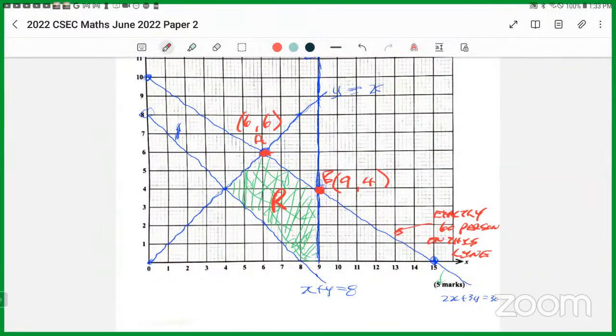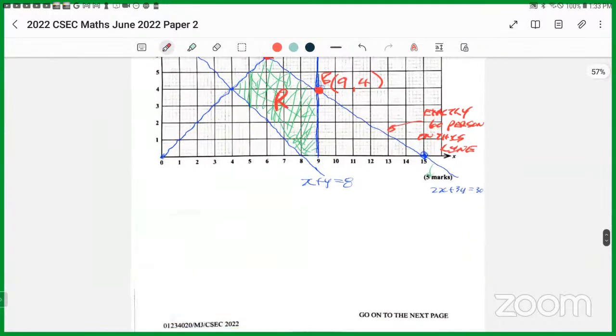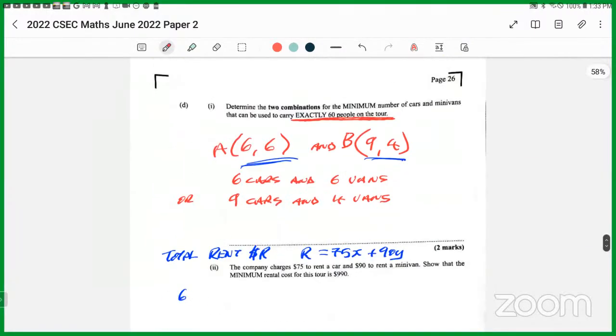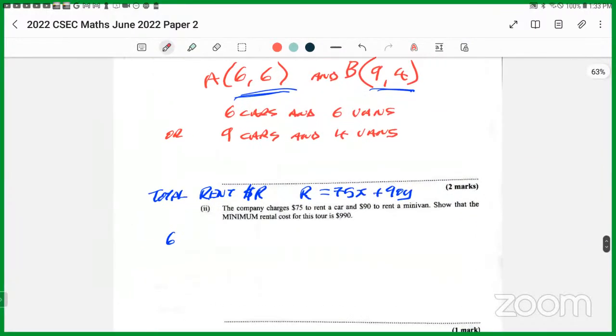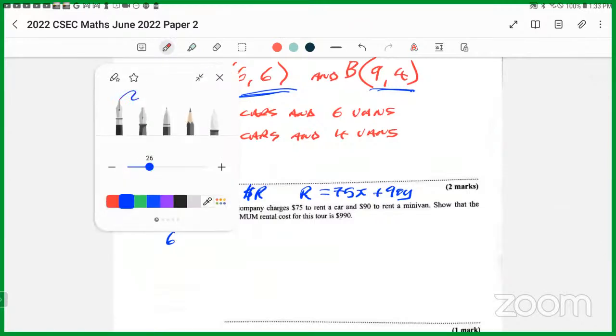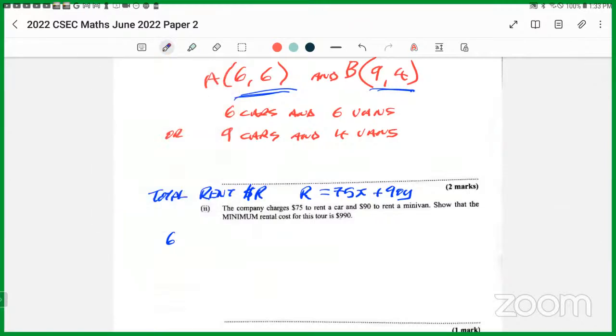These are the two combinations of carrying exactly 60 people. We want to minimize the rental cost for the vans and cars that they can use. A is (6, 6), right? You want to work out the rental at A. So the rental at A, you plug the 6-6 into this formula: 75 times 6 plus 90 times 6. I'm going to work that out.